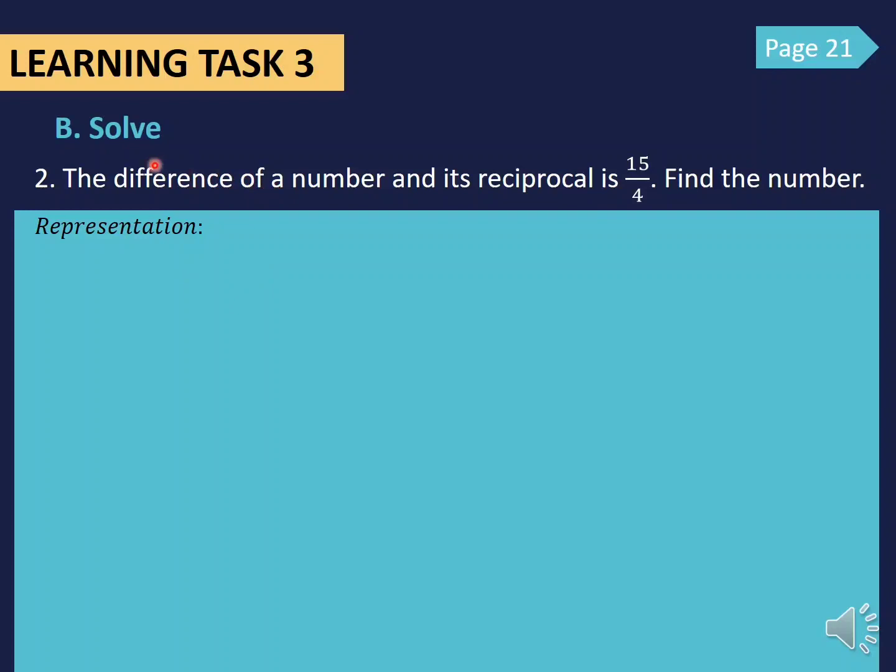Difference of a number. When you say difference, it is subtraction. So, difference of a number. Do we know that number? Okay, we don't know that number, and of course we are also looking for that number. So let us represent it as x. Let x be the number. If x is the number, therefore its reciprocal is the second part of the difference of a number and its reciprocal.